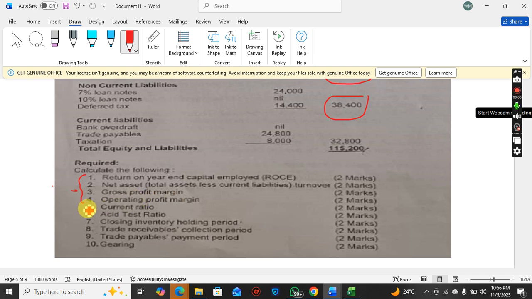Any questions before we go to the next ratios? So these are liquidity. Yes, any questions?